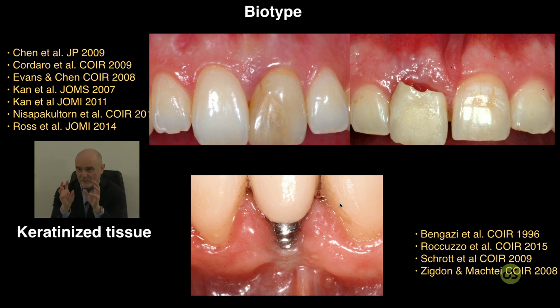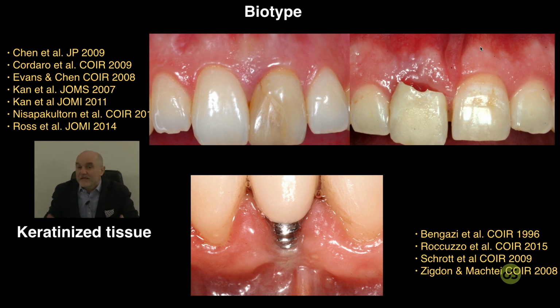But when we speak about aesthetics, when we speak about risk of gingival recession to form, we have to speak about the thickness of the keratinized tissue, which is critical. So if you have keratinized tissue, like here, you may have 3 millimeters or 4 millimeters, or even here, you may have 4, 5 millimeters of keratinized tissue. Is this enough to prevent gingival recession to form around the implant-supported crown that will replace this tooth?